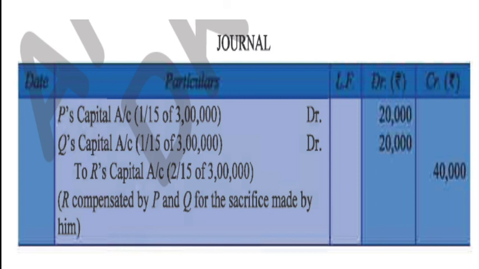So like this we will compensate goodwill, and other things also will be compensated accordingly in the gaining and sacrificing ratio of partners. So students, today we have done gaining and sacrificing ratio, how we have to calculate it, and second, how the gaining partner will compensate the amount of goodwill for the sacrificing partner. Thank you.